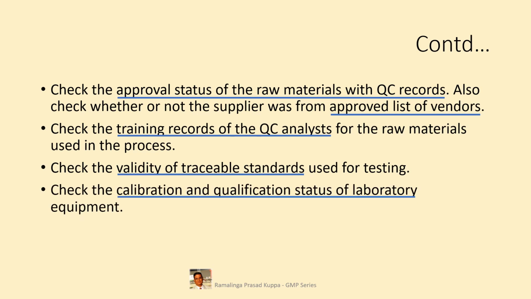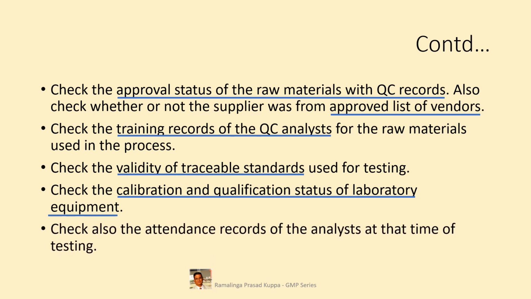Check the calibration and qualification status of laboratory equipment. The instruments that were used for testing should also be in a state of calibration and preventive maintenance. So check for that data also. Check also the attendance records of the analysts at the time of testing. The same strategy as described above should be adopted here too for attendance records of the particular analysts who carried out the testing of raw materials.